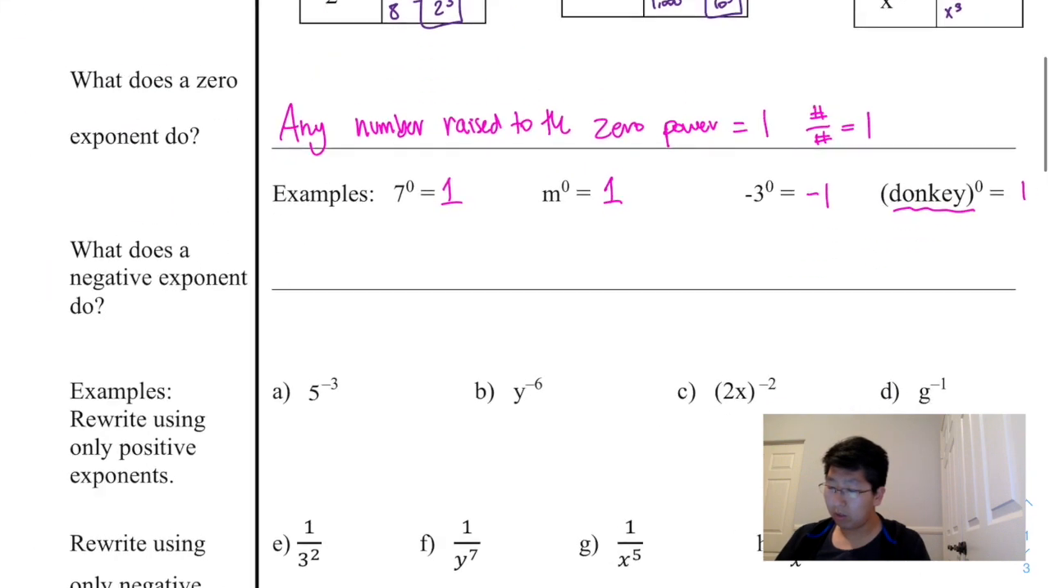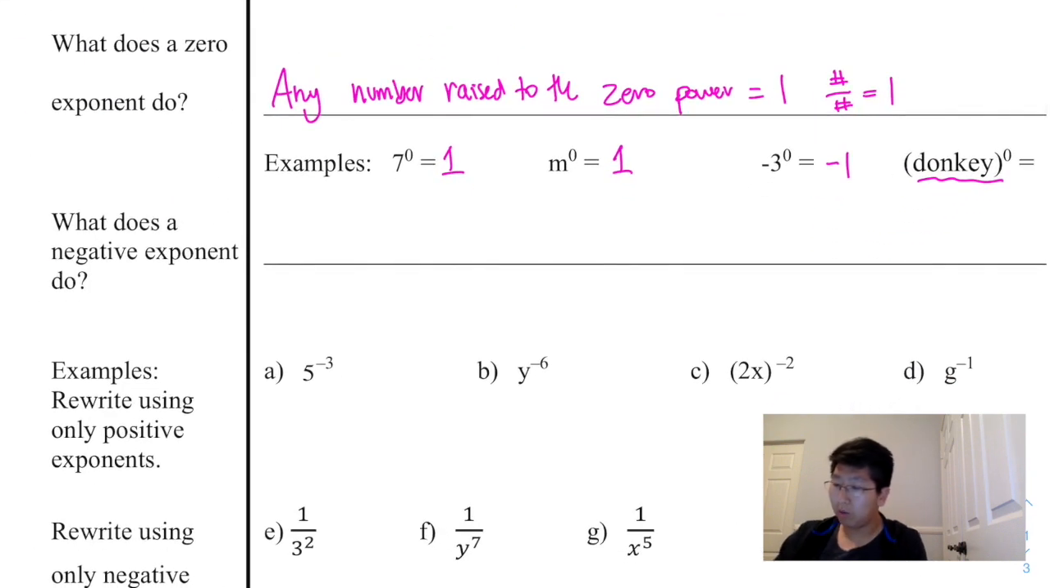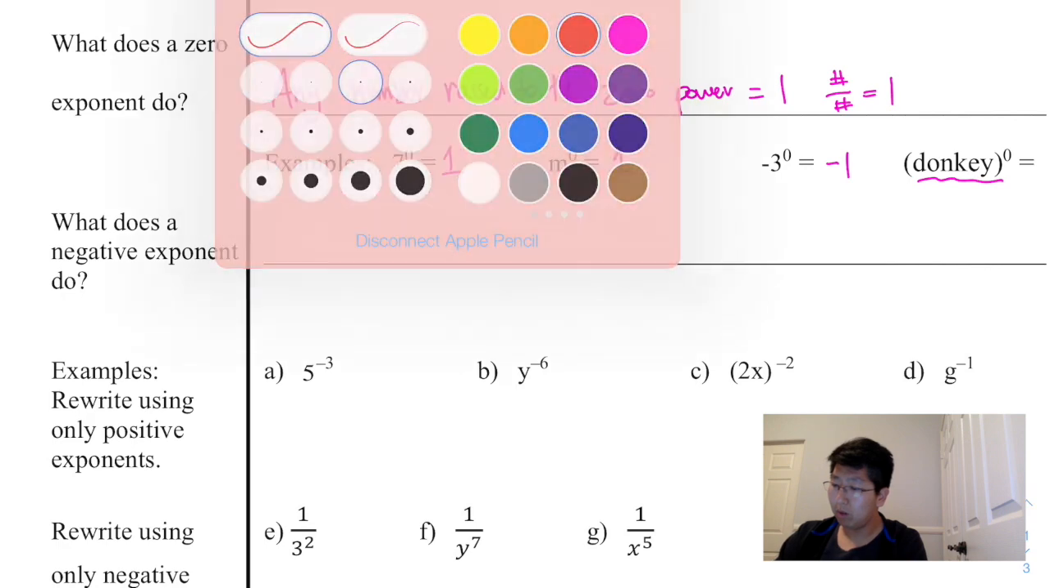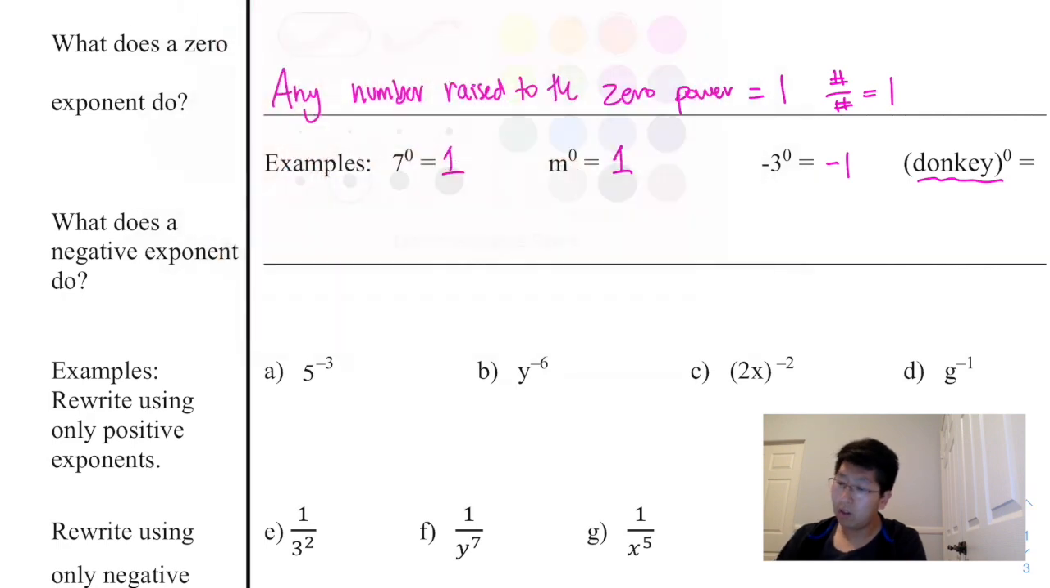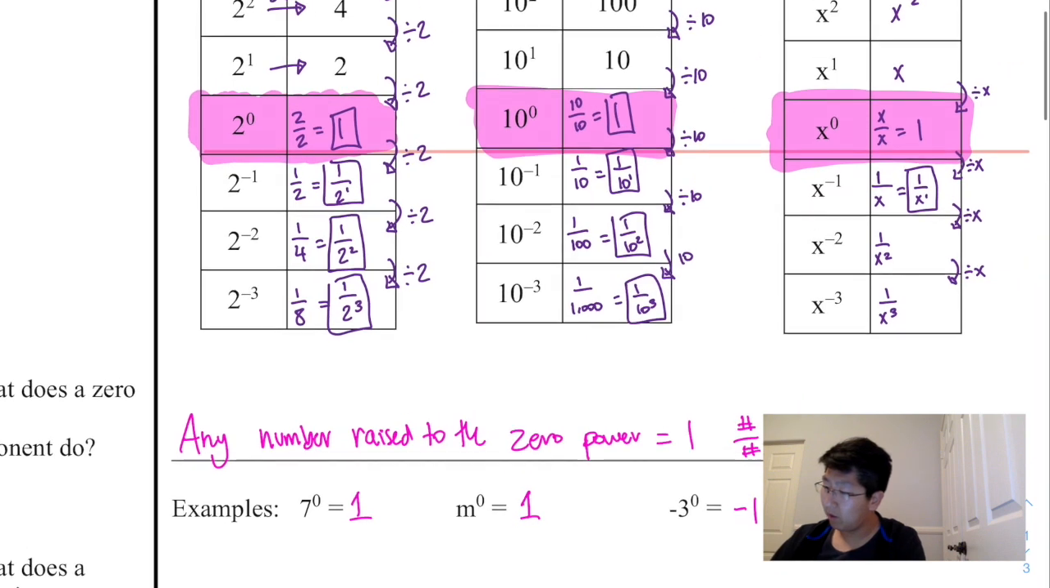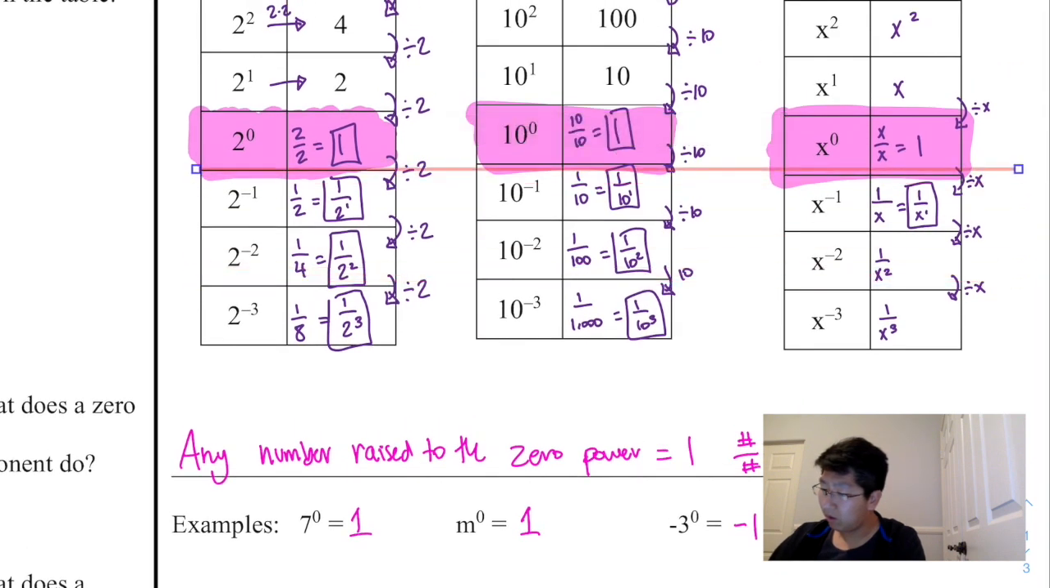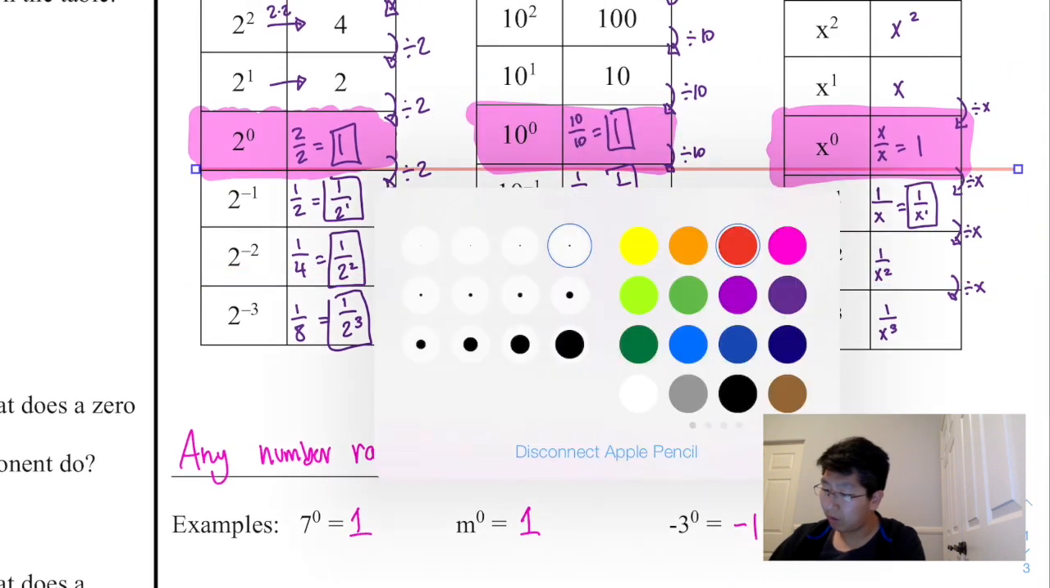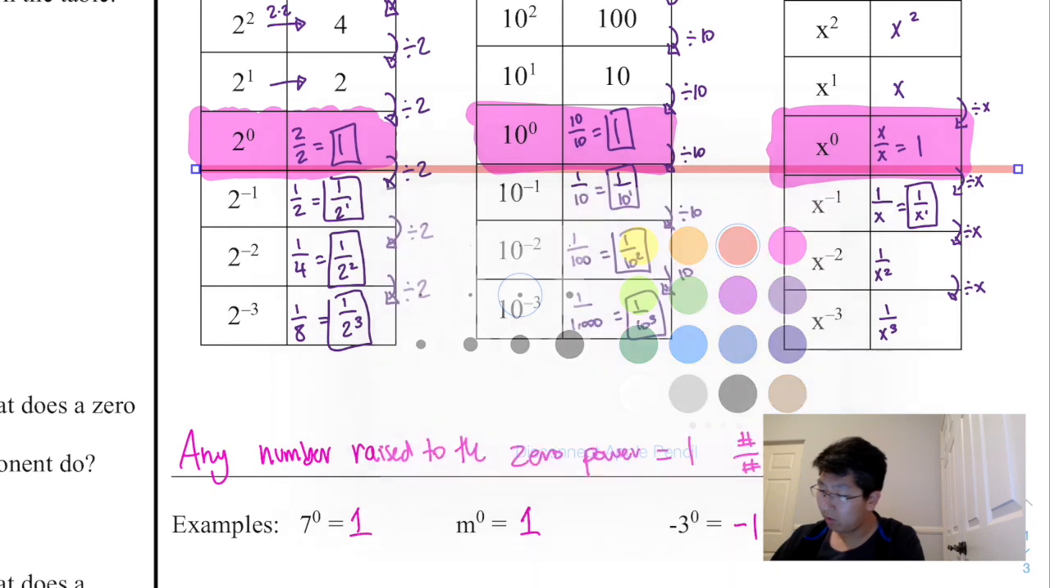Now, the next thing we're going to look at is what does a negative exponent do? So I wrote this in red, right? I had a red line up here. I'll highlight this. Let's make it big again. Oh, come on. Here you go. All right. So this, I'm going to make it a little bit bigger. So there it is.